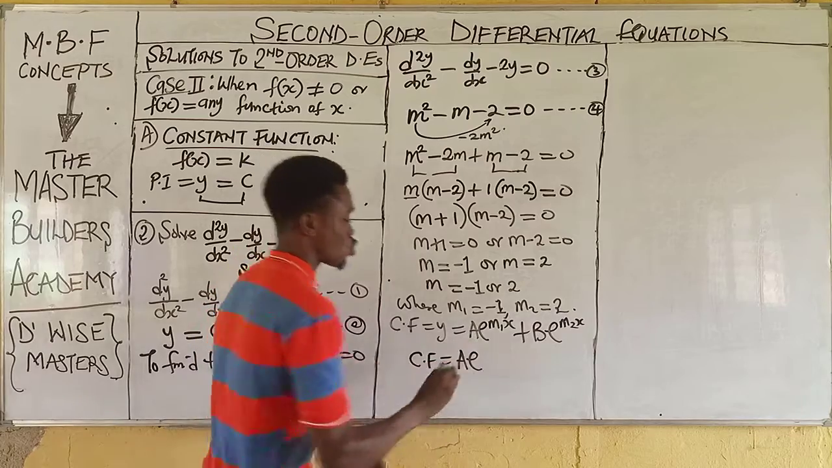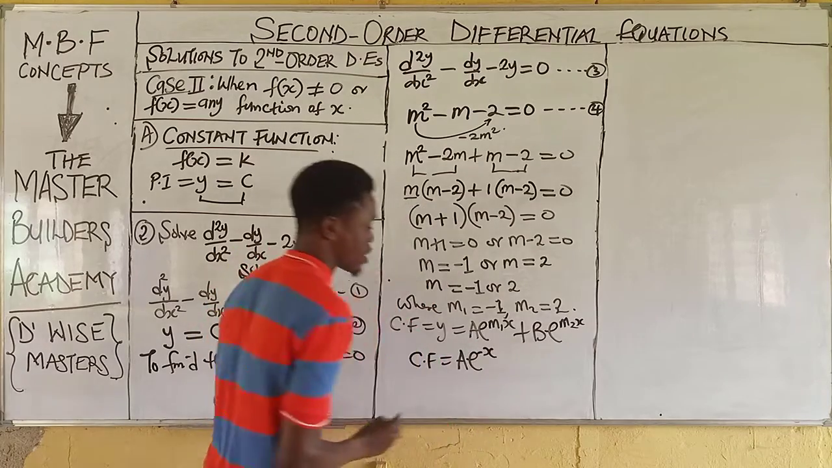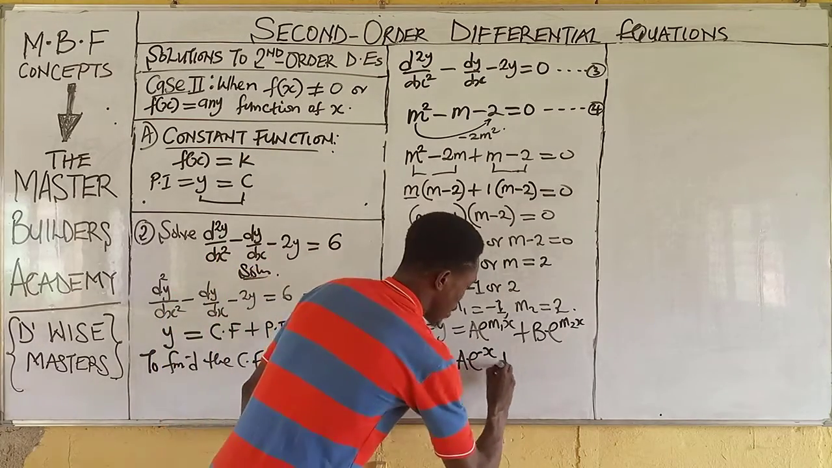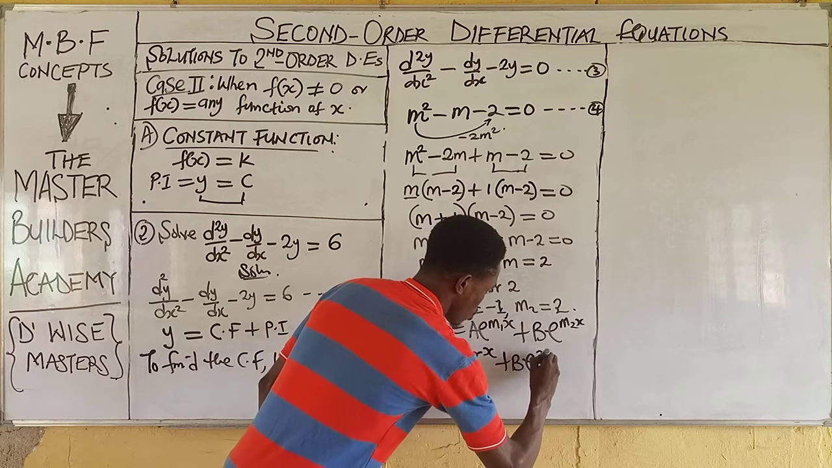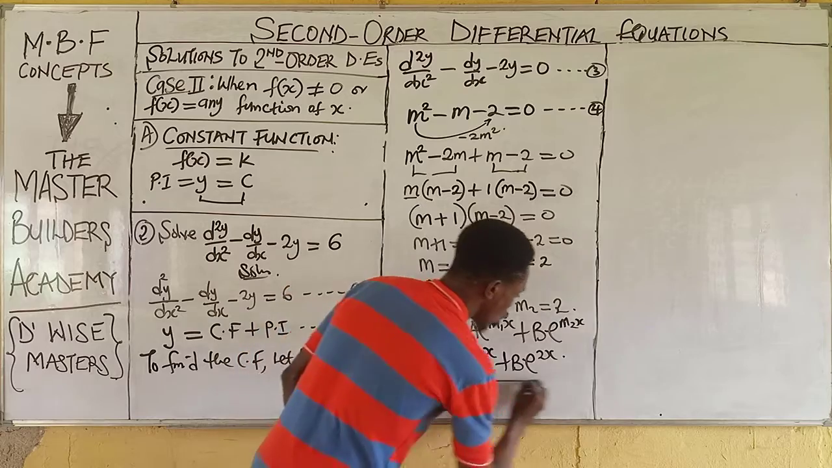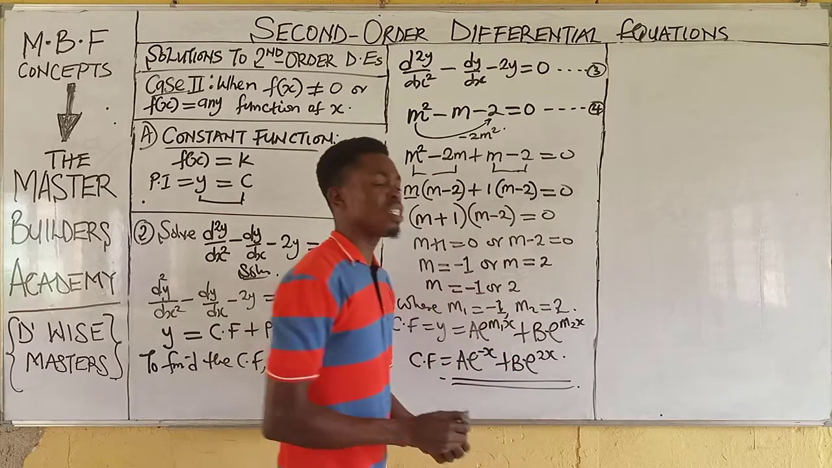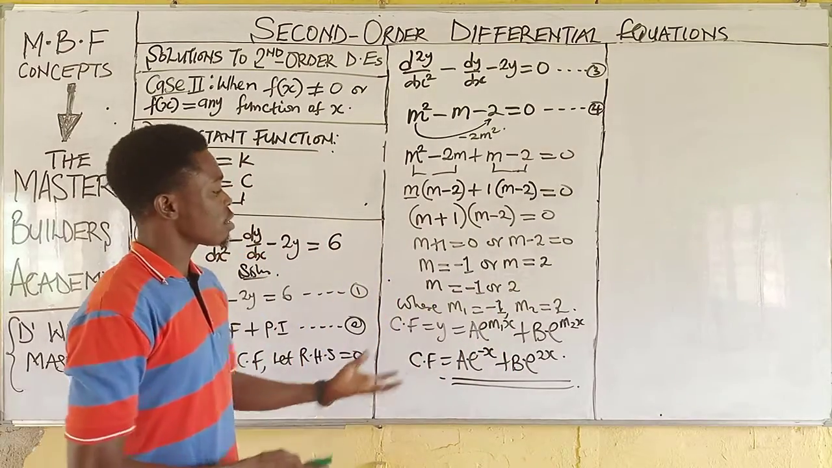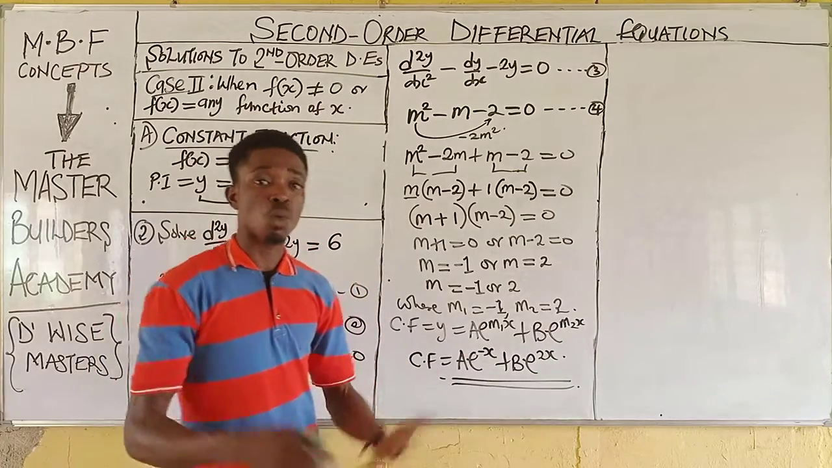Now when we substitute minus 1 here, we are going to have this as minus 1x, which is the same thing as minus x, then plus b, this will have given us 2x. This is the complementary function. It's as simple as this. Now guys, now that we have obtained the complementary function, what next?